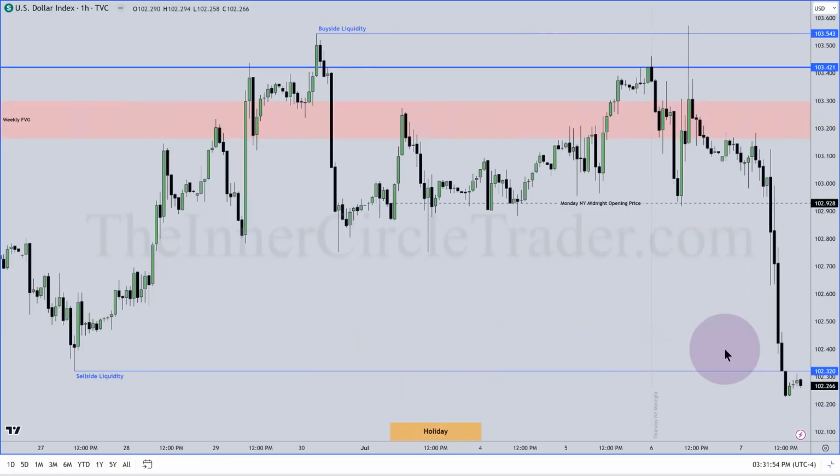Hourly chart on the dollar index. Here's that weekly fair value gap here, and I have the holiday, the 4th of July, highlighted here. Opening price on Monday, the New York midnight opening price. So we can see the weekly power of 3, which is the open.